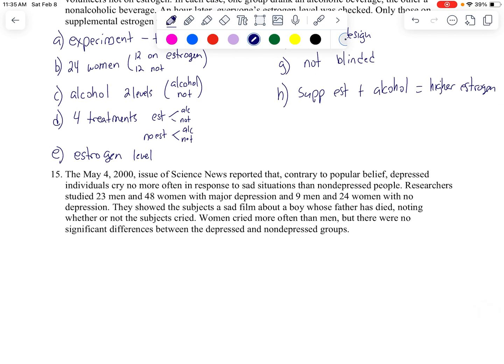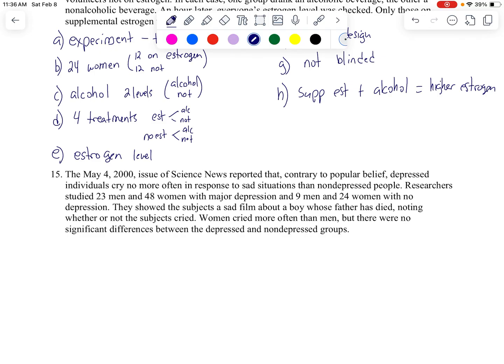In May 2004, an issue of Science News reported the contrary to popular belief: depressed individuals cry no more often in response to sad situations than non-depressed individuals. Researchers studied 23 men and 48 women with major depression and 9 men and 24 women with no depression. They showed the subjects a sad film about a boy whose father had died, noting whether or not the subjects cried. Women cried more often than men, but there were no significant differences between the depressed and non-depressed individuals.